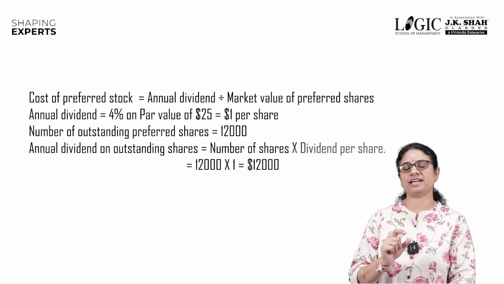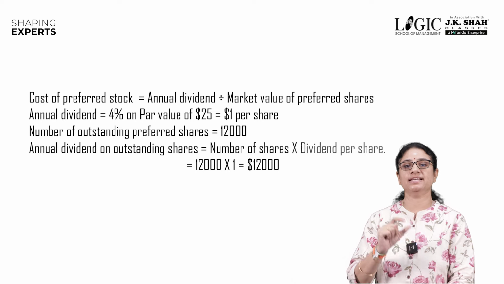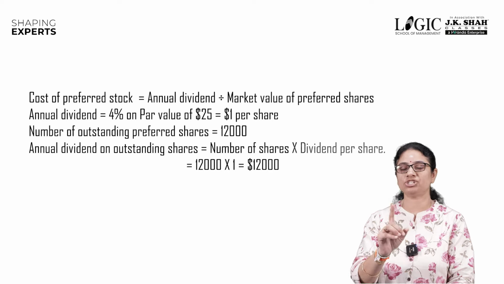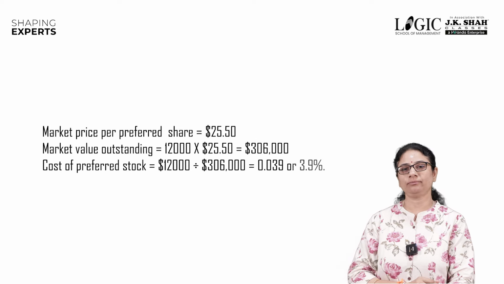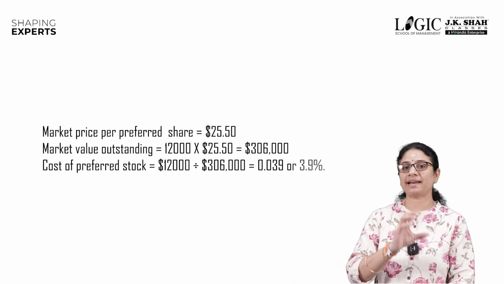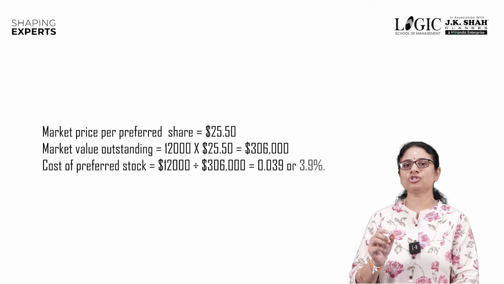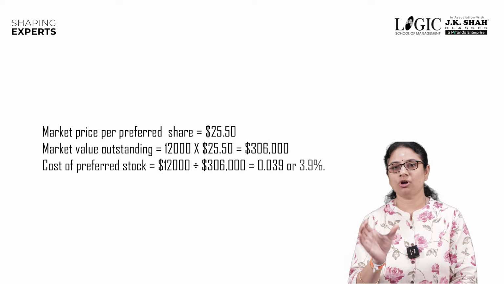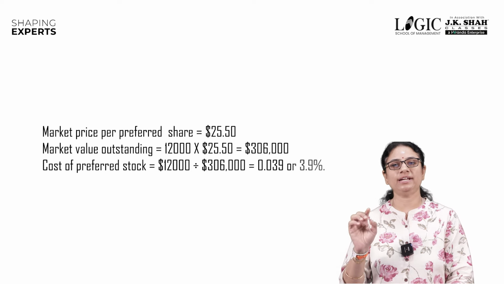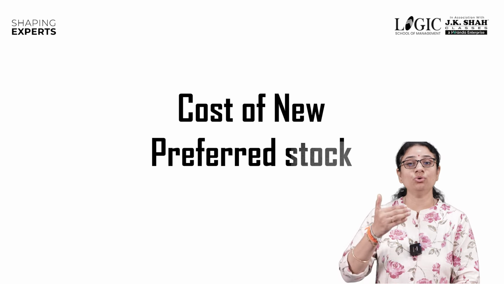Annual dividend is equal to 4% on par value of $25, that is $1 per share. Number of outstanding preferred shares is 12,000. Therefore, the annual dividend on outstanding shares is the number of shares times dividend per share, that is 12,000 shares times $1 per share, equal to $12,000. The market price per preferred share is $25.5, so the market value outstanding will be 12,000 times 25.5. Therefore, the cost of preferred stock is $12,000 divided by $306,000, and that comes to 0.039 or 3.9%.